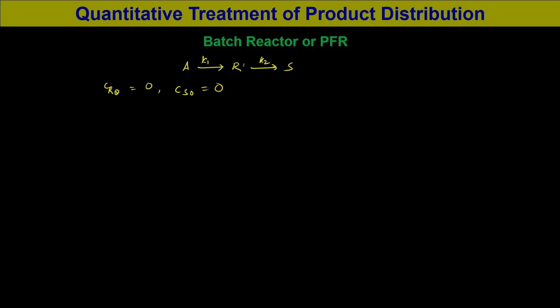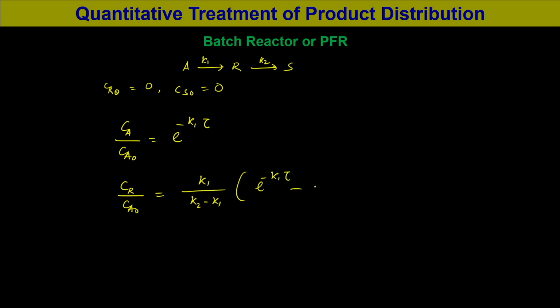So, we can write for the first reaction A to R, Ca by Ca naught is equal to e to the power minus K1 tau. For the intermediate product R, we can write Cr by Ca naught would be equal to K1 by K2 minus K1 times e to the power minus K1 tau minus e to the power minus K2 tau.